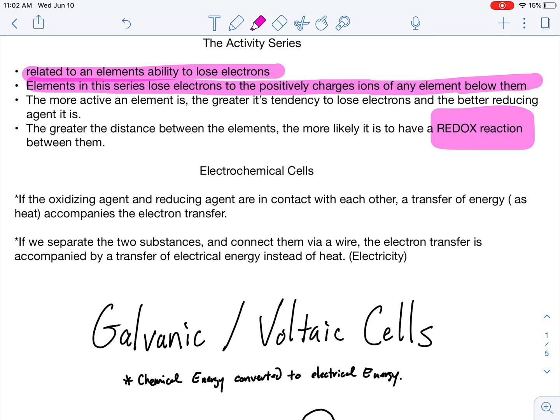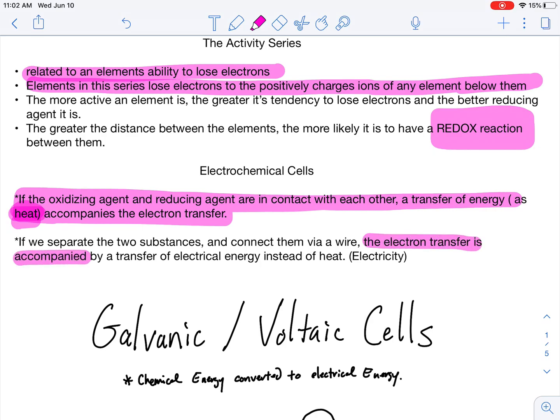If I had a redox reaction, something like a single replacement, maybe hydrochloric acid and zinc, and I were to just throw some zinc and some hydrochloric acid together, those two components are in contact with each other. Because they're in contact, we have a lot of heat or energy that accompanies the electron transfer. If I separate the substances and connect them with a wire, I no longer have heat being given off. Instead, the electron transfer is accompanied by a transfer of electrical energy. We call that electricity, the flow of electrons.